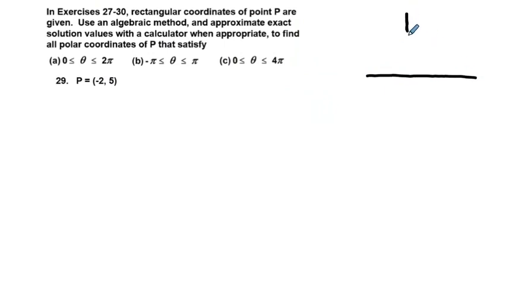So negative 2, 2 to the left, and 5 up: 2, 3, 4, 5. So negative 2, 5 is going to be located over here. And let me see if I can get a little bit more accurate. So about right here. And so what we have here is a triangle. I'm drawing the hypotenuse now.